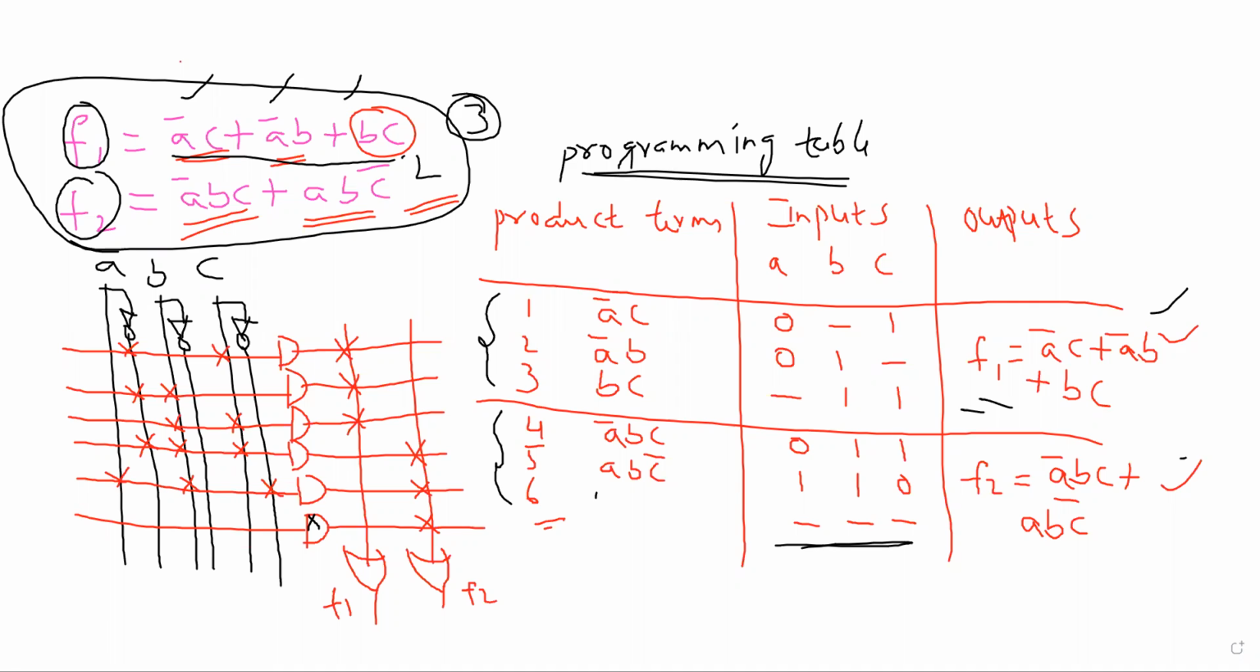Here it is a programmable AND gate. One AND gate consists of only two inputs, 1, 2. Another AND gate also consists of only two inputs. Some AND gates consist of three inputs, therefore it is a programmable AND. But the OR gates are fixed, 3 and 3. In this way we have to implement PAL. Are you clear?